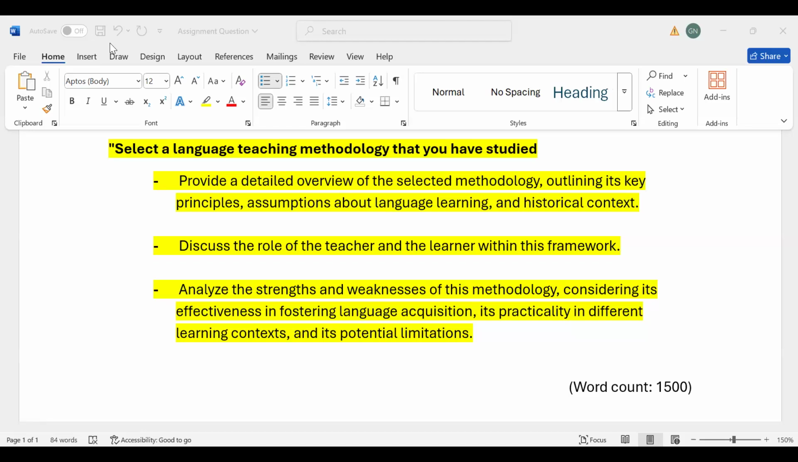Sometimes actually you can have subtopics. For an example, when you answer the question, there should be 3 areas in your answer. These 3 areas should be based on these 3 points. Provide a detailed overview of the selected methodology. Discuss the role of the teacher and the learner. Analyze the strengths and weaknesses of this methodology. Okay, just like that.